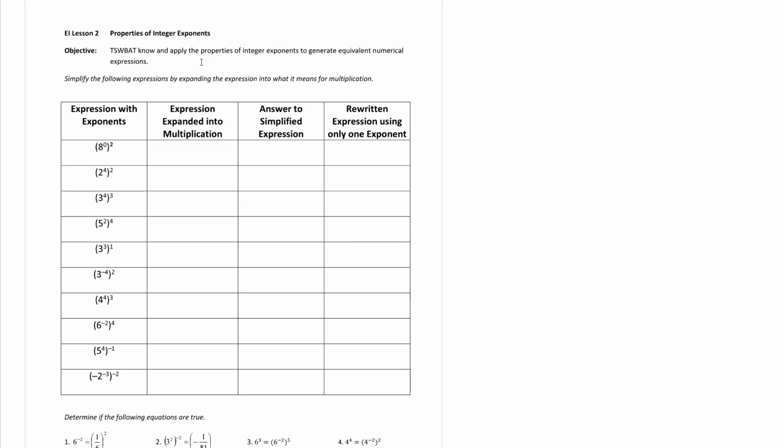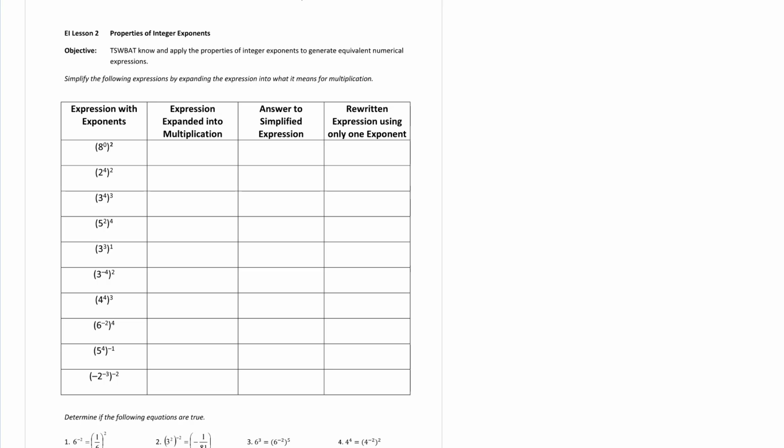Alright, here we are with Exponents and Integers Lesson 2, Properties of Integer Exponents. The objective for this lesson is to know and apply the properties of integer exponents to generate equivalent numerical expressions. That sounds so super useful. So let's give some examples.